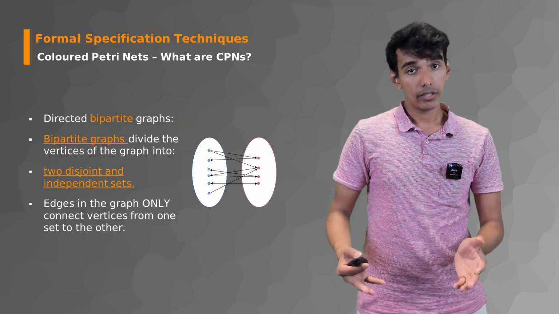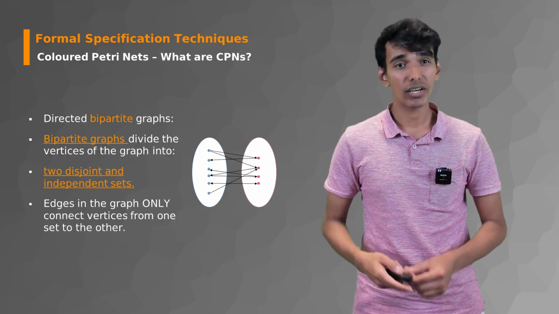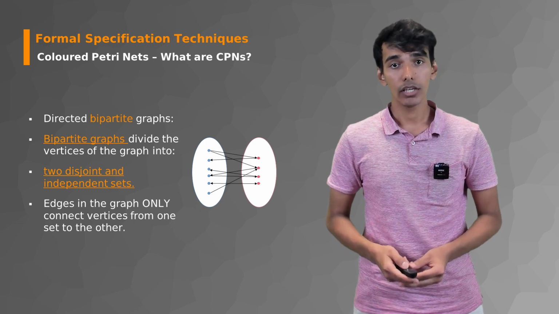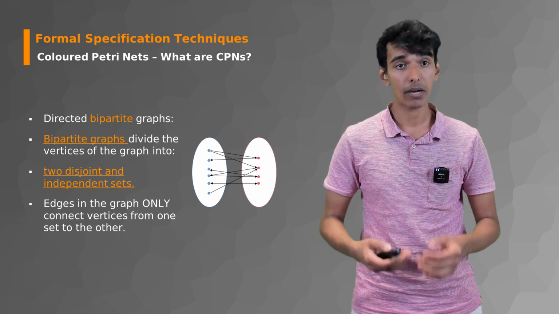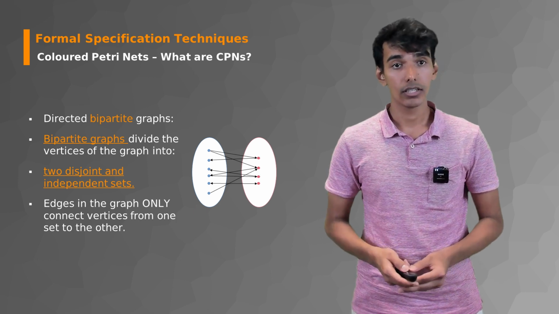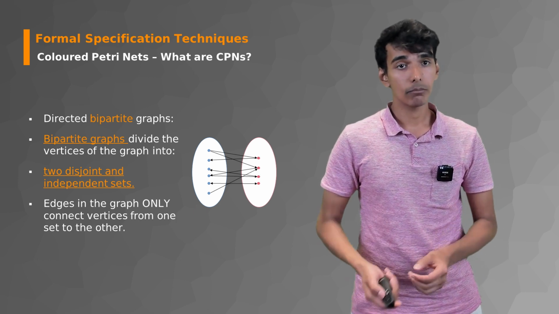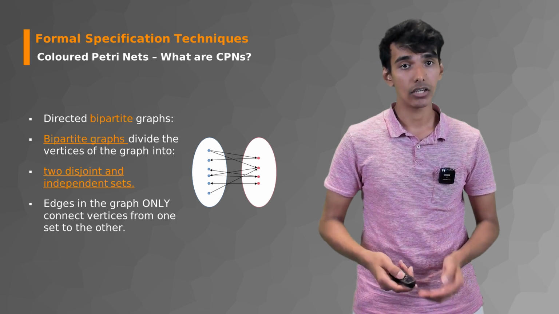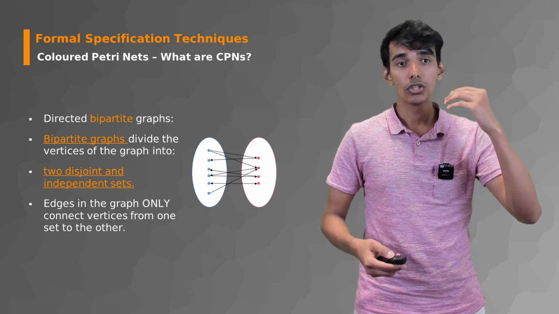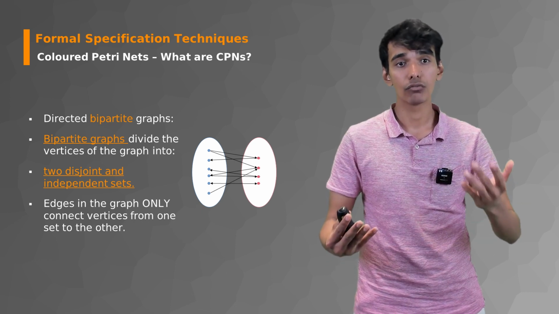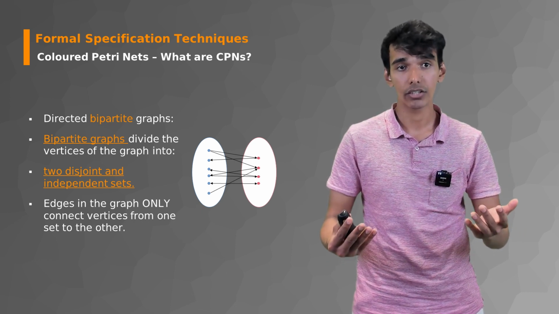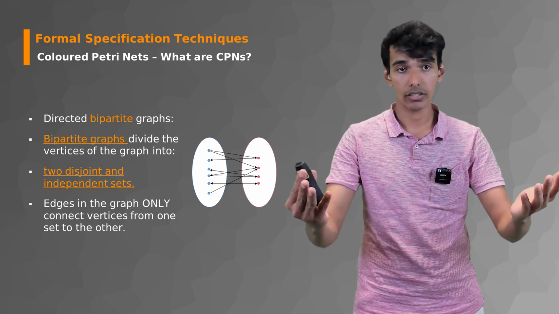So that's why we use CPNs, but what exactly are they? If you look at the very basic mathematical definition, they are directed bipartite graphs. So if you know the definition of them, basically bipartite graphs are graphs where you have two disjoint and independent sets, and basically the vertices of your graph are divided into the left side and the right side.